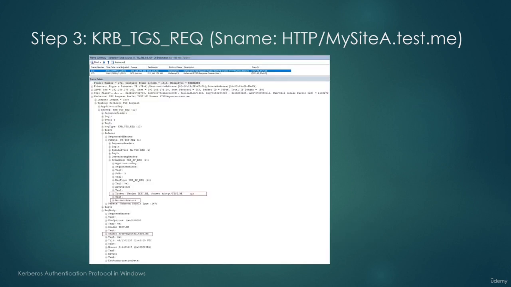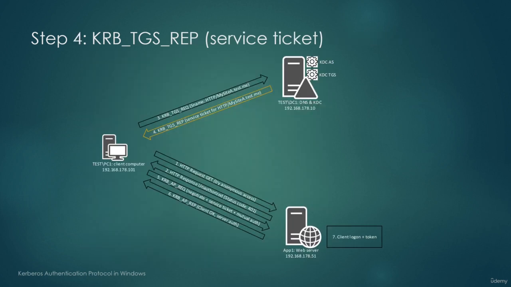Here is the service ticket request in Network Monitor. We see a TGT, an authenticator, and the website SPN. The KDC TGS receives the service ticket request, decrypts the TGT with its Kerberos service key, extracts the KDC session key, decrypts the authenticator with the session key, and evaluates the authenticator.